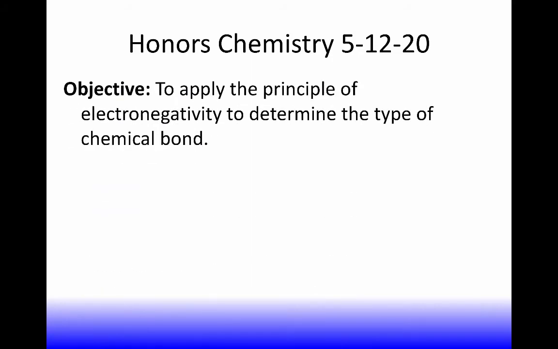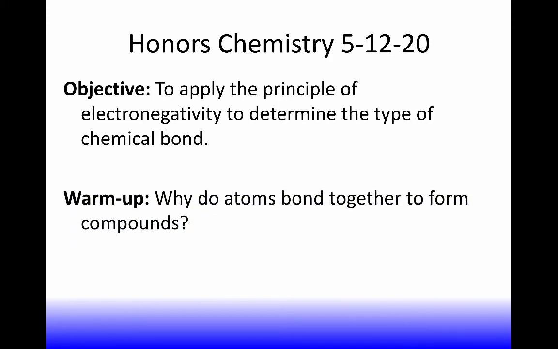Okay, so we're moving on from modern atomic theory, where we learned about things like atomic orbitals, which are going to be kind of important for bonding, and now we're going to start bonding. So we're going to learn about something called electronegativity today, and that will help us determine what type of bonds form between atoms. Now, the question more fundamental to that is, well, why do atoms bond together to form compounds anyway?